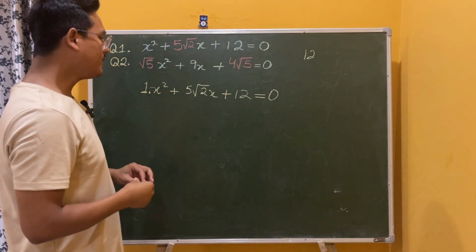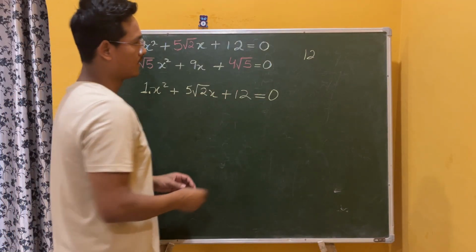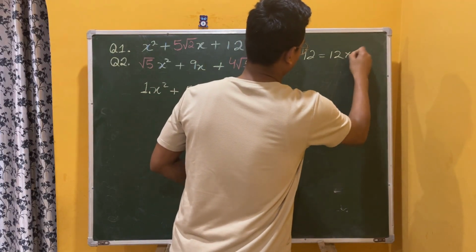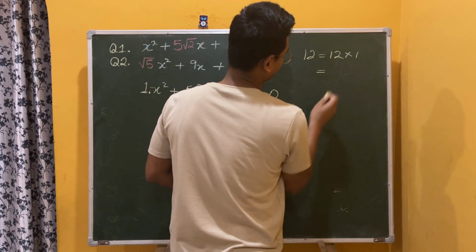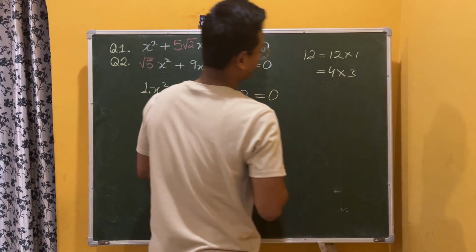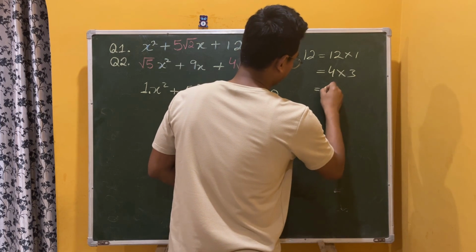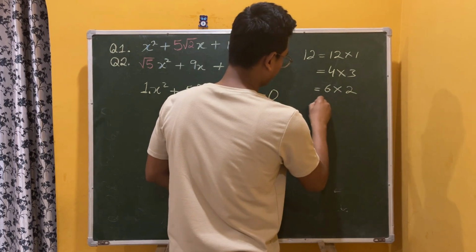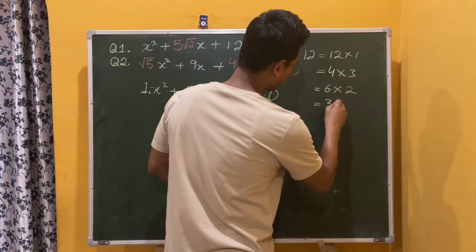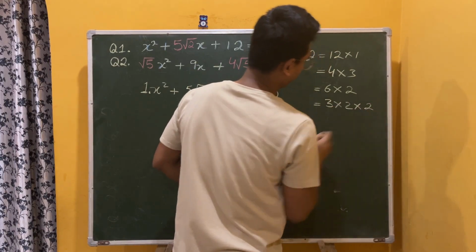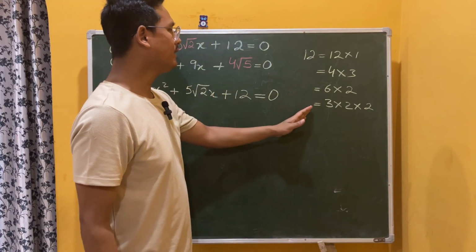Now write in how many ways you can show 12 as a product of factors. One way is this, another, write as many as possible. 4 times 3 is also 12, or 6 times 2 is also 12, or as a product of prime factors you can further break this as 3 into 2 into 2. 3 2s are 6, 6 2s are 12. So these 4 ways you can show 12.